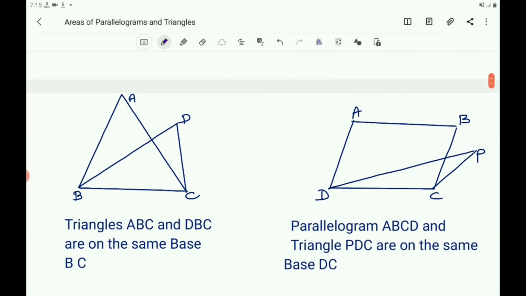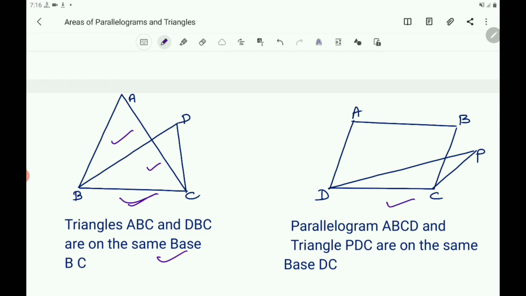Now you come to the next figures. See these figures. Here also two triangles are there. Triangle ABC and triangle DBC. They are having the same base. They are on the same base BC. So the triangle ABC and triangle DBC are on the same base BC in this figure.